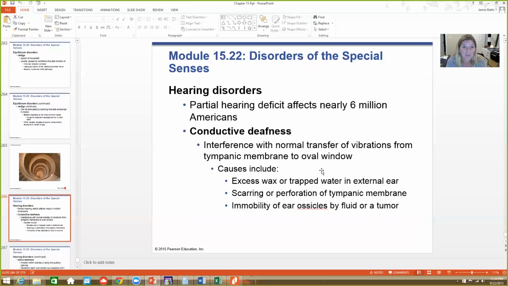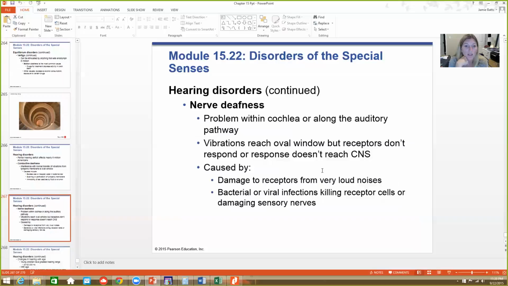There are also hearing disorders. Partial hearing deficit will affect nearly 6 million Americans. Conductive deafness is an interference with the transfer of vibrations from the tympanic membrane to the oval window. So this would be if there's too much earwax trapped in the external ear, or maybe some water, scarring of the tympanic membrane, or if your ear ossicles are immobilized in some way.